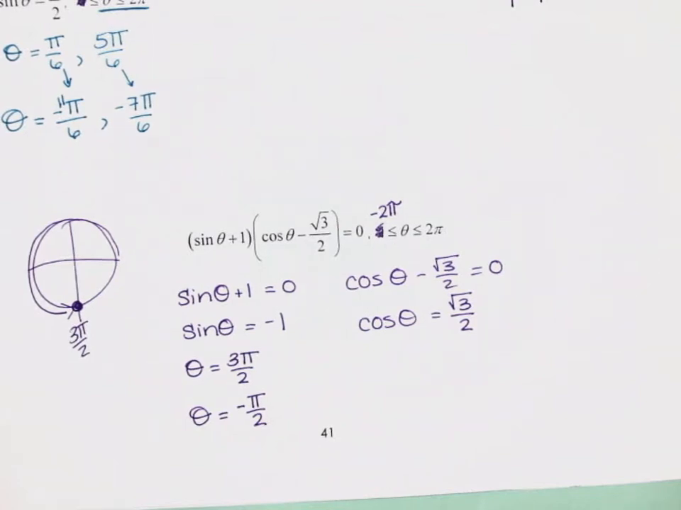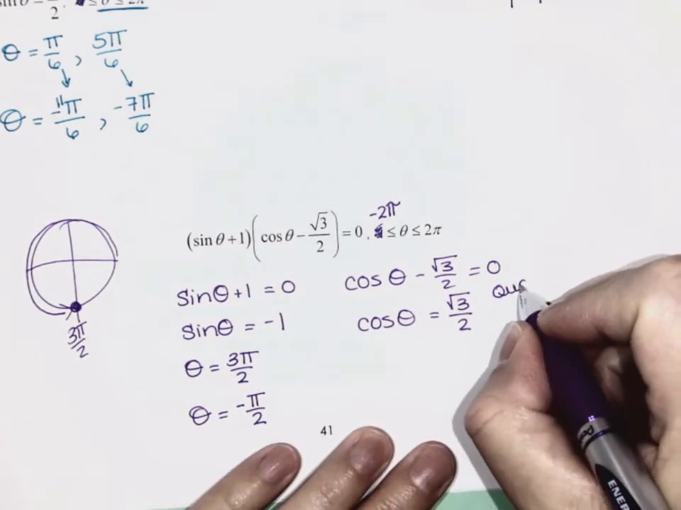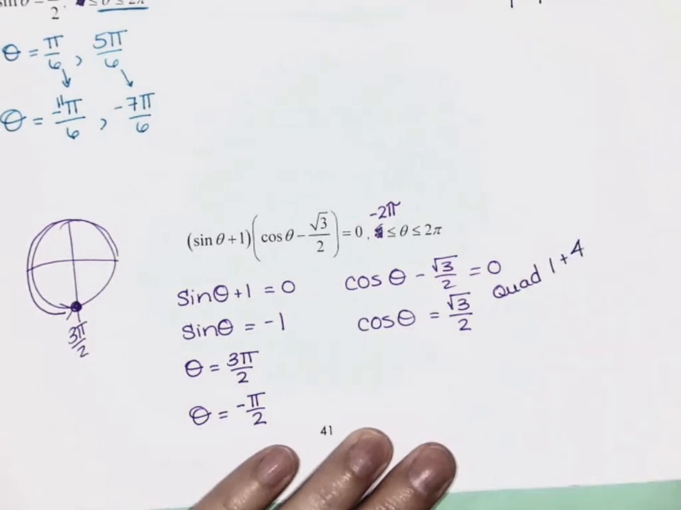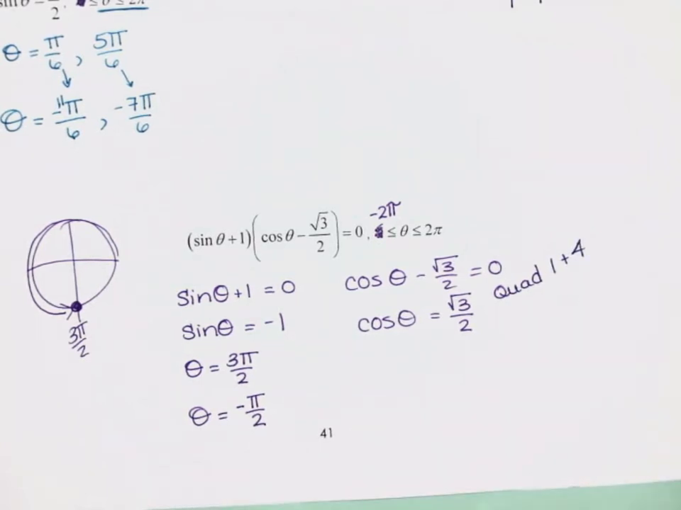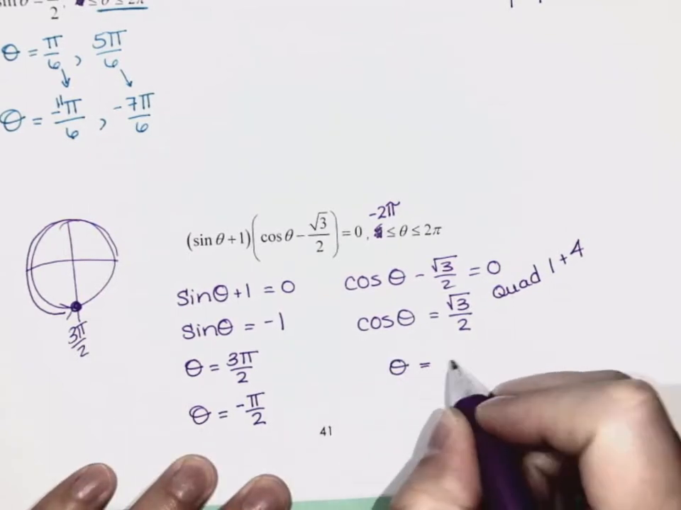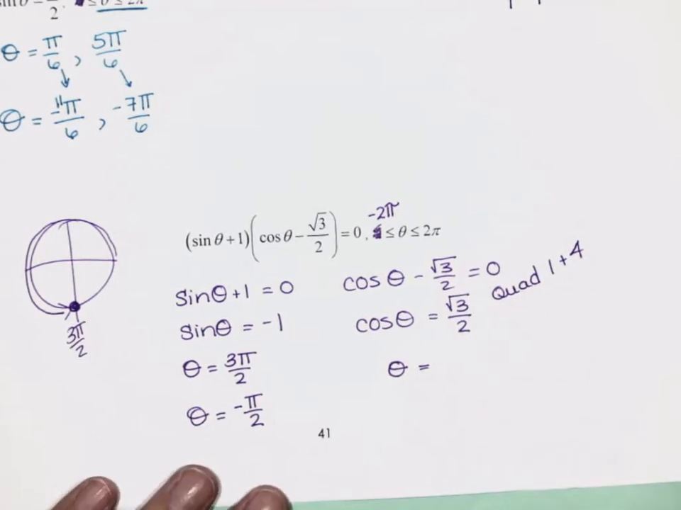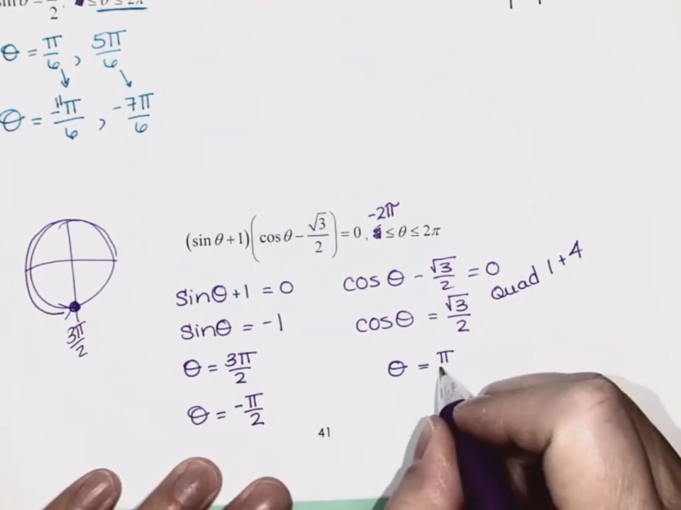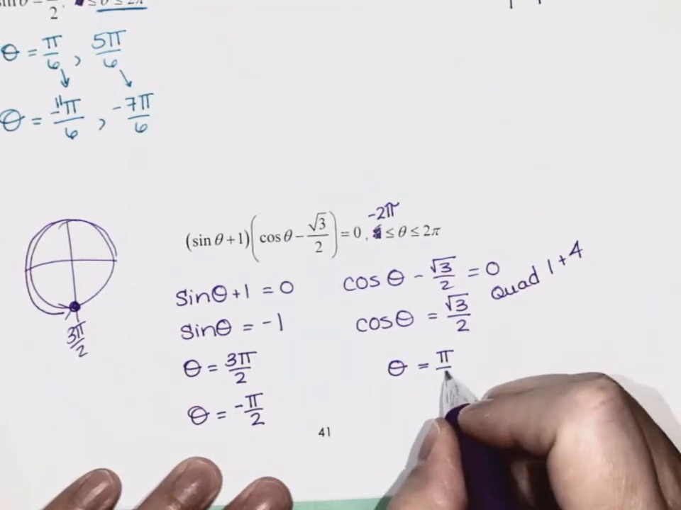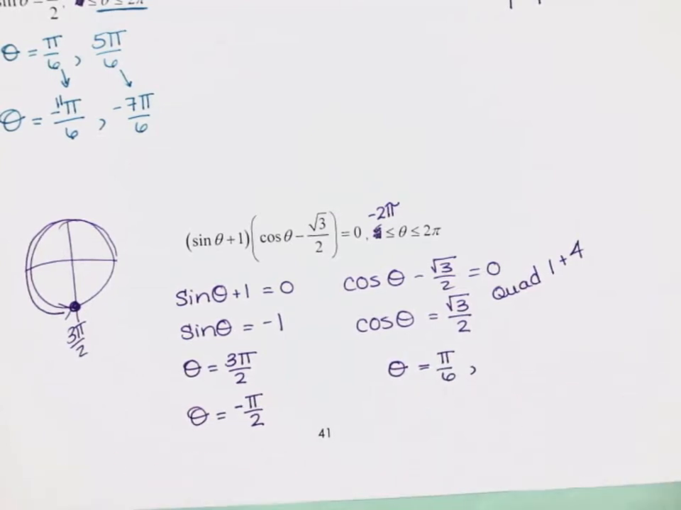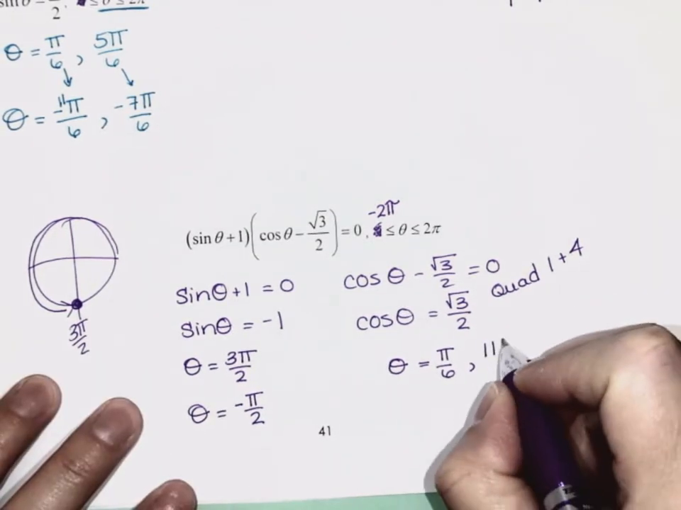Okay, cosine's a little bit more complicated because now we're not on an axis, now we're within the quadrant. So where is cos positive? 1 and 4. So we have cos being positive in 1 and 4. On our positive rotation, where is cos root 3 over 2? Should be pi over 6. And if it's at pi over 6, where is that in quadrant 4? 11 pi over 6.